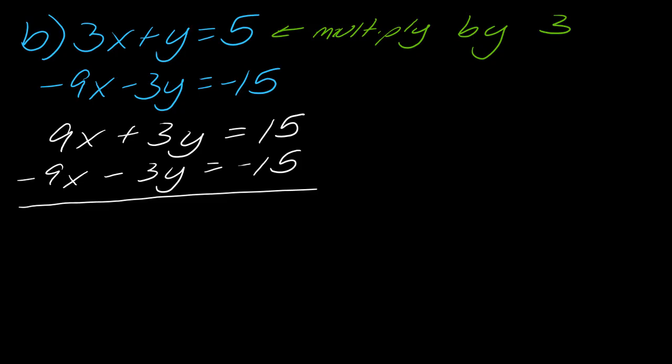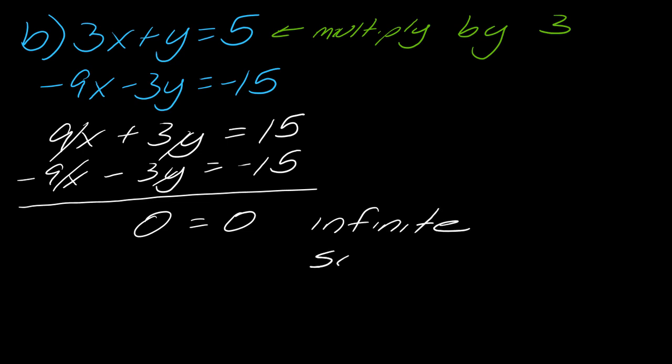So if I add these all together, once again the x's will drop out. So this is going to say 0 on this side. And then 15 minus 15 is still going to be 0. Now this is a true statement, that 0 does indeed equal 0. And we've talked about this in the past. So when you get this type of situation, this means that you have infinite solutions.